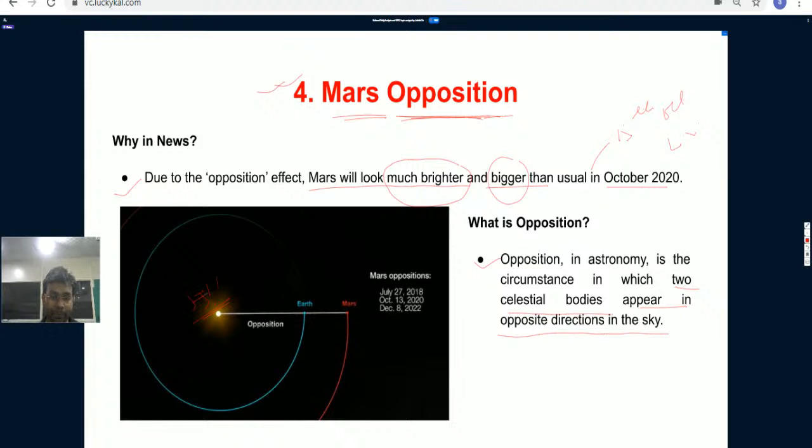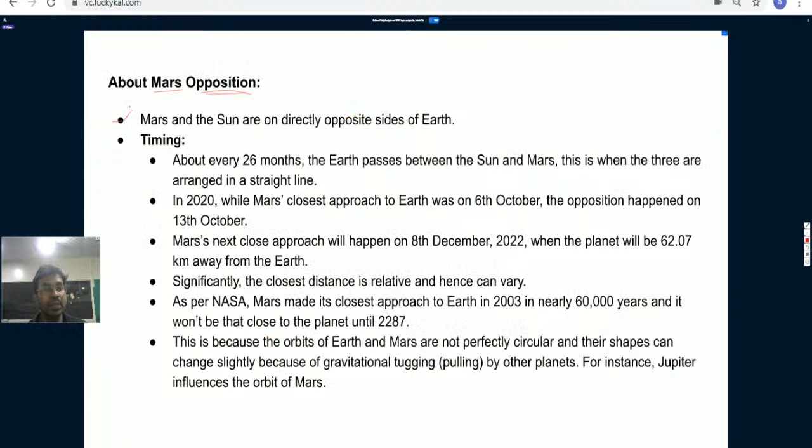This is the sun, this is earth and this is Mars. So the sun, the earth and Mars are in one line, whenever the earth is in between the sun and any other planet. This opposition happened recently. Then the earth passes between the sun and Mars, and Mars made its closest approach to earth in 2003 in nearly 60,000 years.